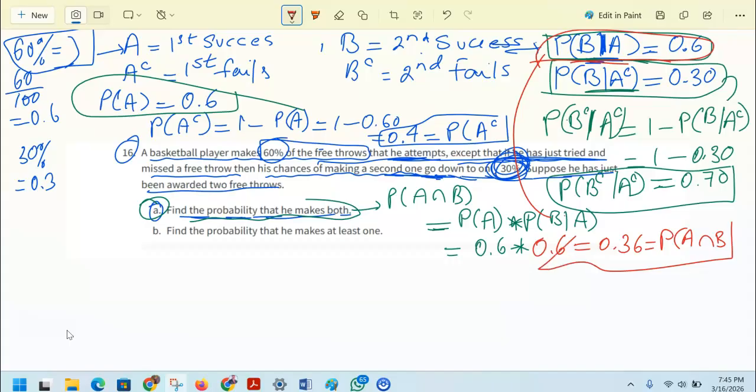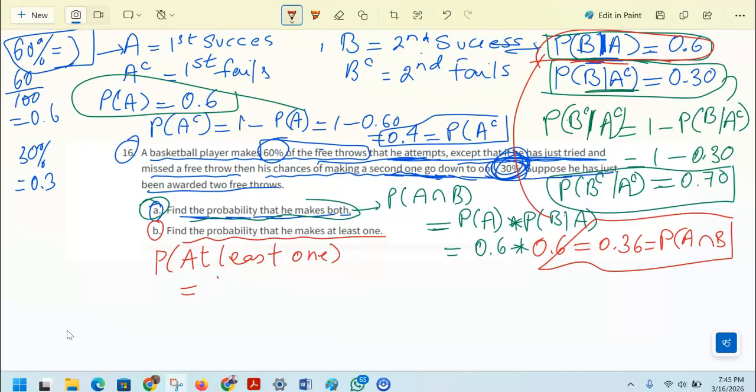The next question is a little trickier. Find the probability he makes at least one. That means he's successful either the first or the second. Now, at least one basically means it is 1 minus the probability that he fails in both attempts. So this is what it is: he fails both.